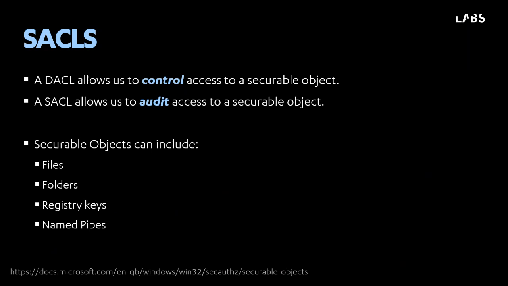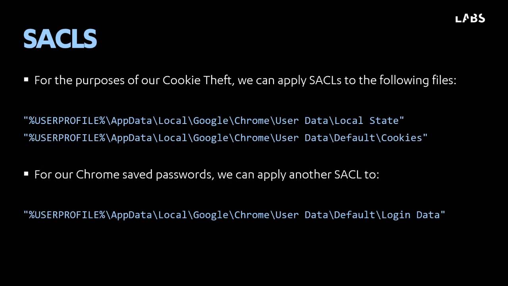Some examples of those securable objects include files and folders. We're obviously going to be applying that to a couple of high value files, but it could just as easily be applied to named pipes, registry keys, or Active Directory objects. For the purposes of our demo, we're going to implement an SACL on two files: the local state file, which we're going to need to access as an attacker to obtain the encrypted key material to decrypt our cookies database, and then the cookies database itself.